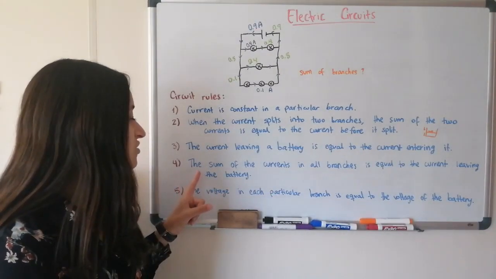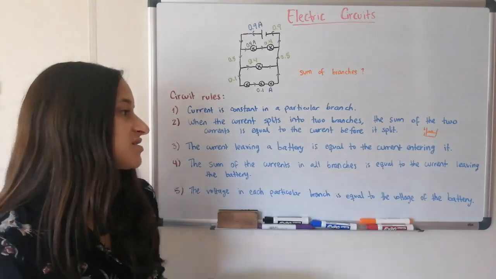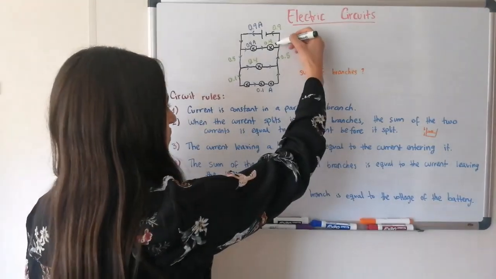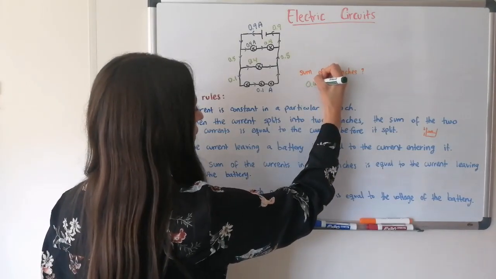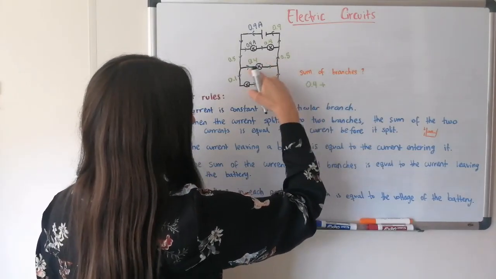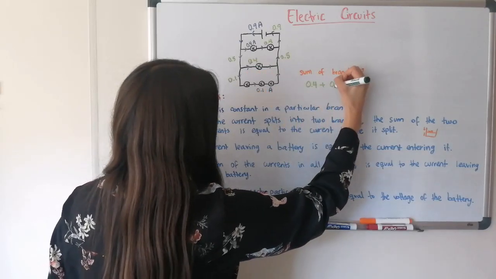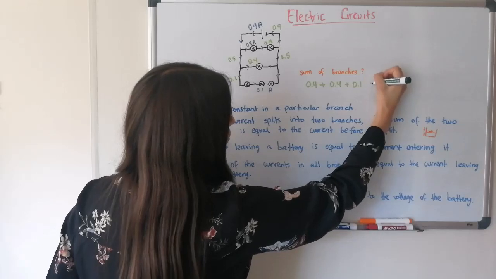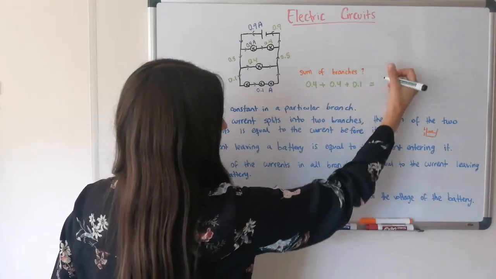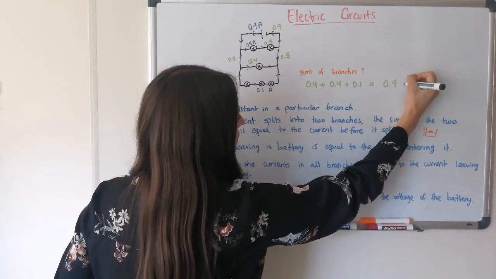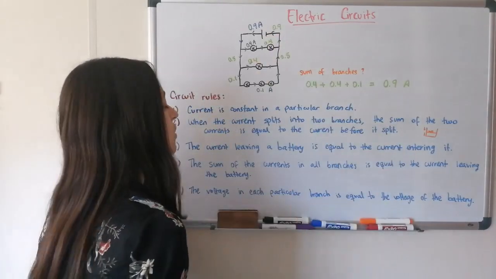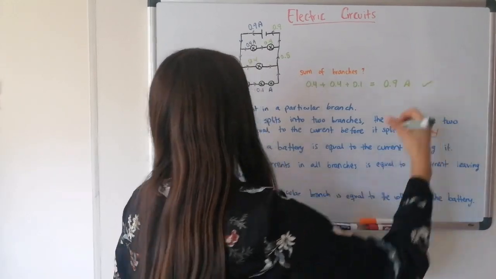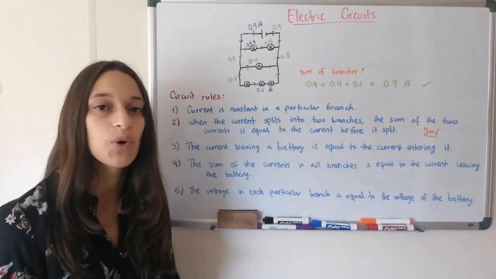The last rule of current tells us the sum of the currents in all branches is equal to the current leaving the battery. So let's check that. In this branch, we have 0.4, plus in this branch, we also have 0.4, and in the last branch, we have 0.1. So this is going to add up to 4 plus 4 plus 1 is 9, 0.9. And that's exactly what the current was leaving the battery. So this is right as well.